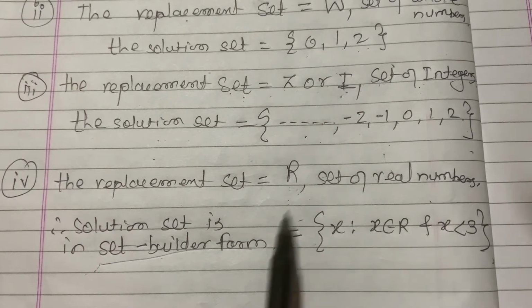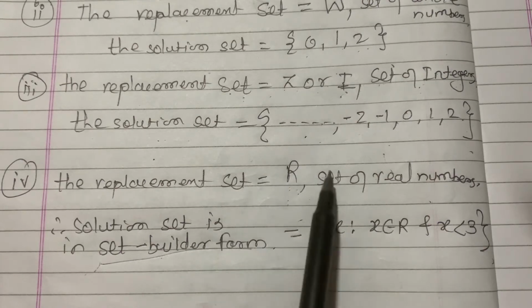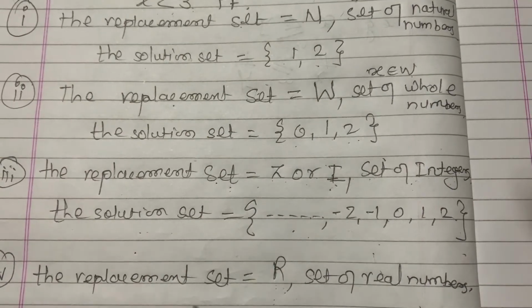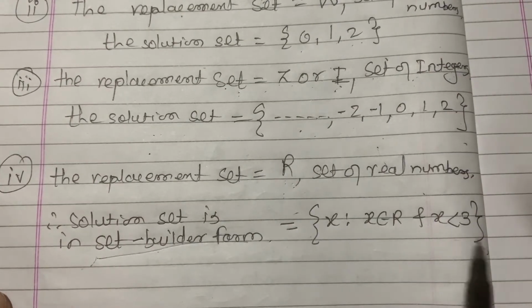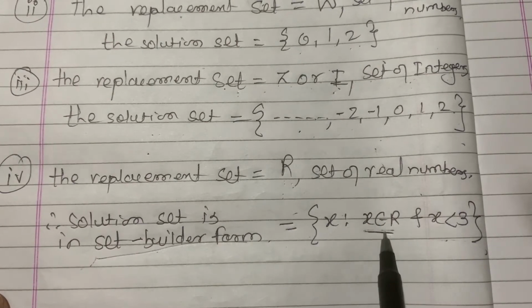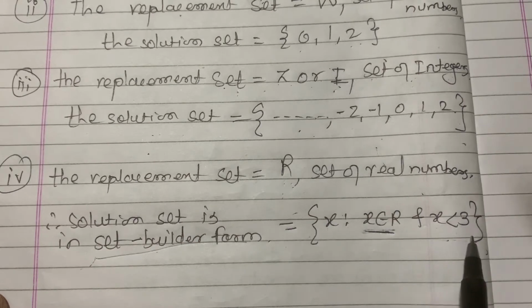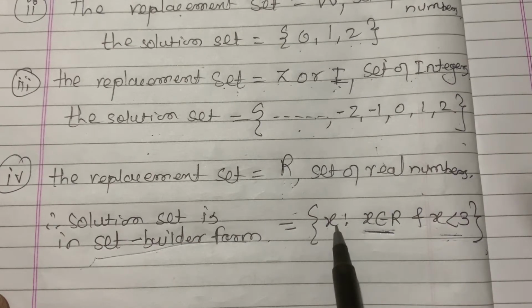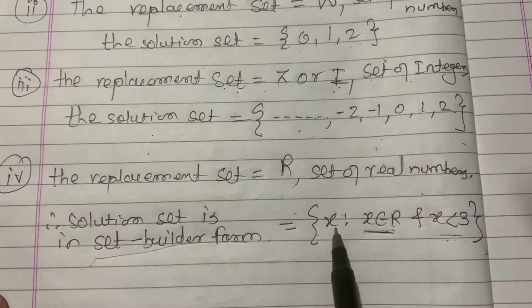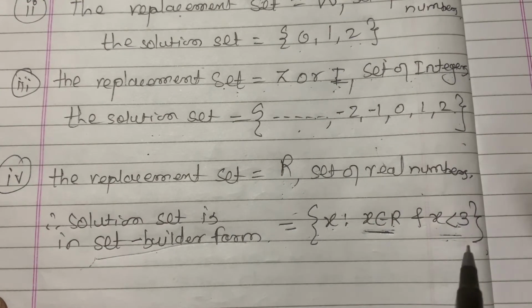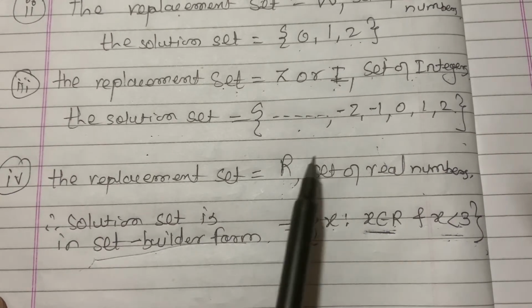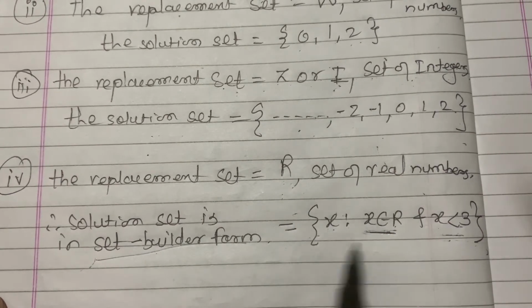So the solution set of this linear inequation having the replacement set of real numbers is represented as {x : x belongs to R, that is a real number, and x less than 3}. The condition is x less than 3. These are values of x which belong to the real numbers, and x should be less than 3. Then all those values come in the solution set for the real numbers. So the solution set for real numbers should be represented like this.